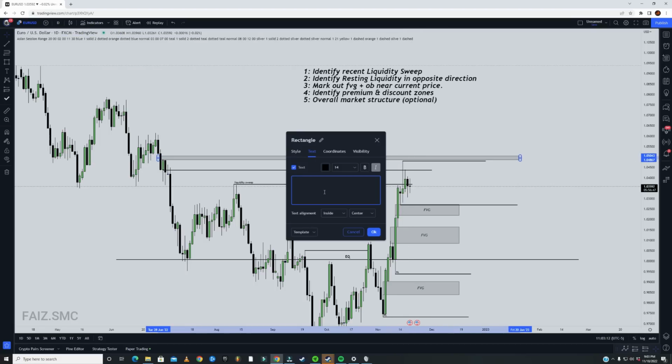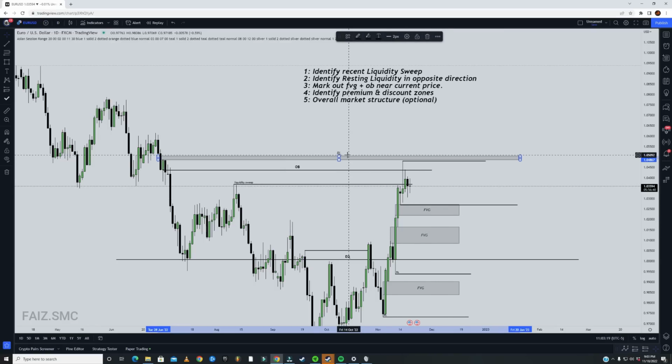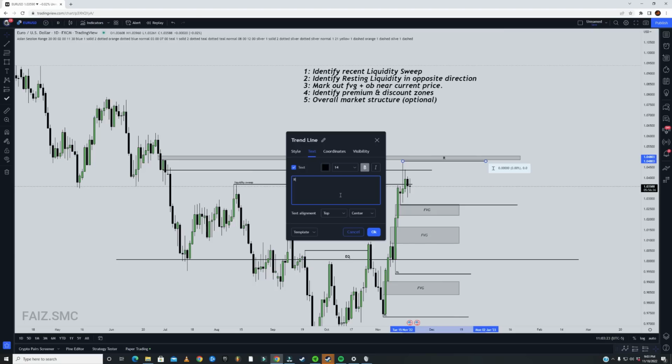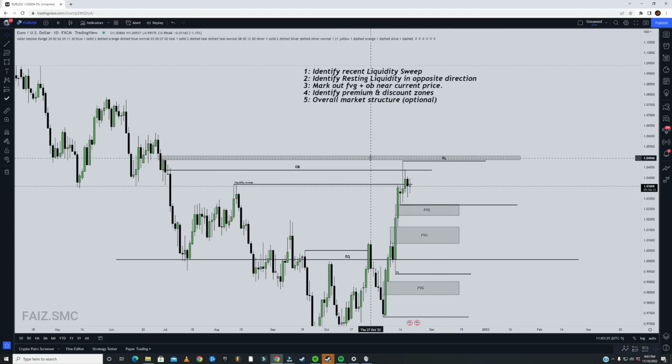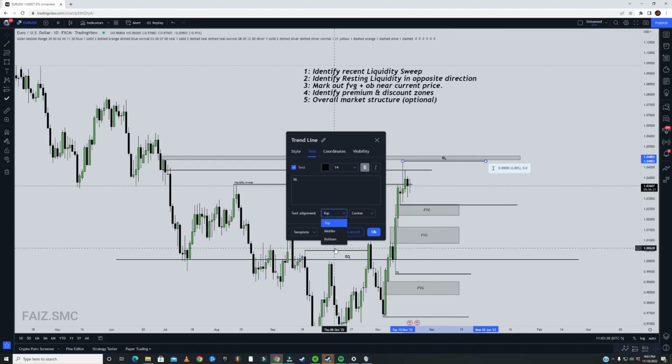So let me mark this out. Resting liquidity, right? I want to put it at the top. Oh wow, I didn't mean to put it there. This right here, resting liquidity. And my God, sorry guys.